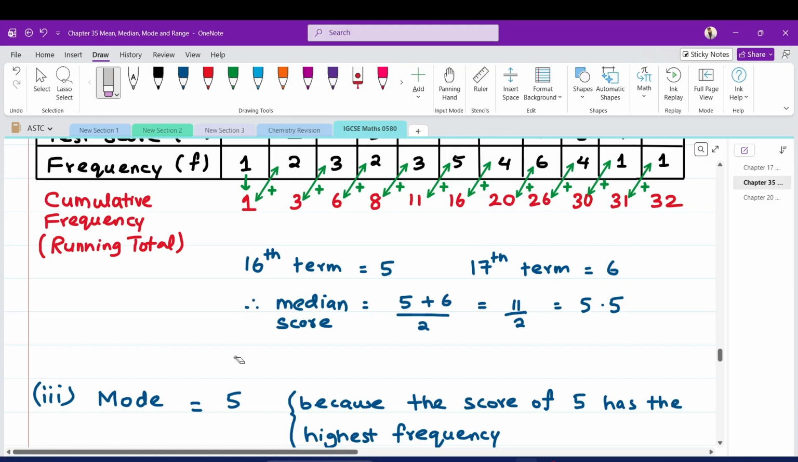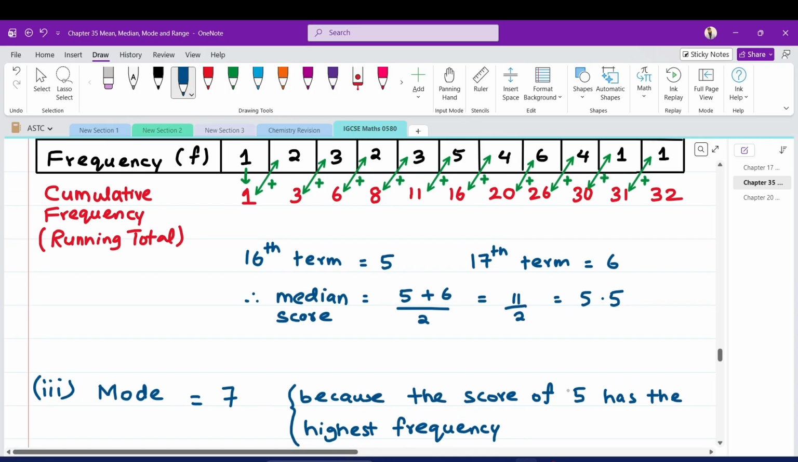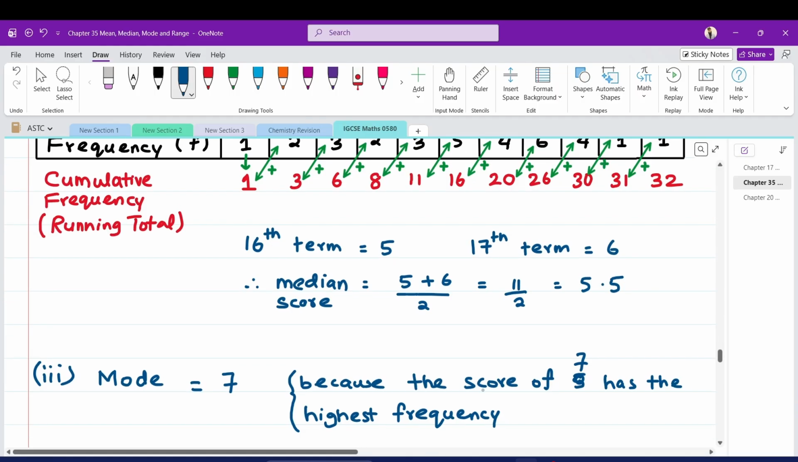I think there's a mistake over here. This should be 7, because the frequency of 7 is the greatest, right? Because the score of 7 has the highest frequency, we can see that the mode is going to be 7.